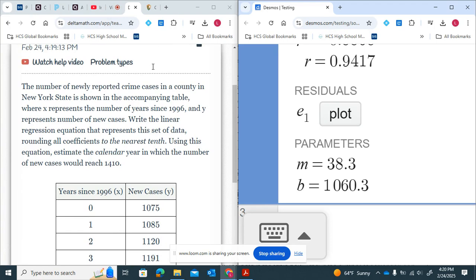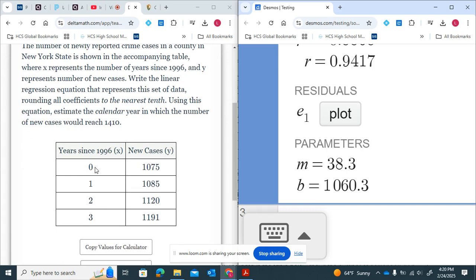the number of newly reported crimes in a county in New York State is shown in the table. X represents the years since 1996, and Y represents the number of new cases, so the number of new crimes. So basically what they found is in 1996, there was 1,075 new crimes reported. In 1997, there was 1,085 new crimes. So you could kind of see that as the years progress, the number of new crimes is increasing. That's at least what the data tells us. I'm not sure if that's true or not.